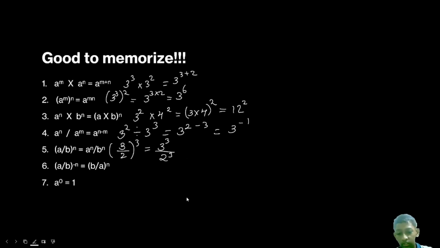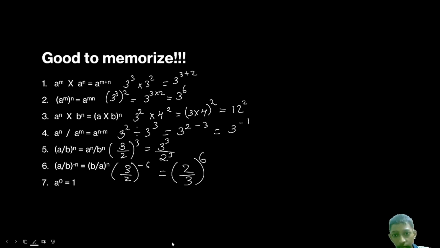So let's move to the sixth one. a by b, or a divided by b, whole raised to the power of minus n. In the power, if the exponent is negative, then you have to convert it into positive to solve the expression or to solve the problem. To convert the exponent into positive, you have to reciprocate the base. Let's take 3 by 2 whole raised to the power of minus 6, and this will be 2 by 3 whole raised to the power of 6.